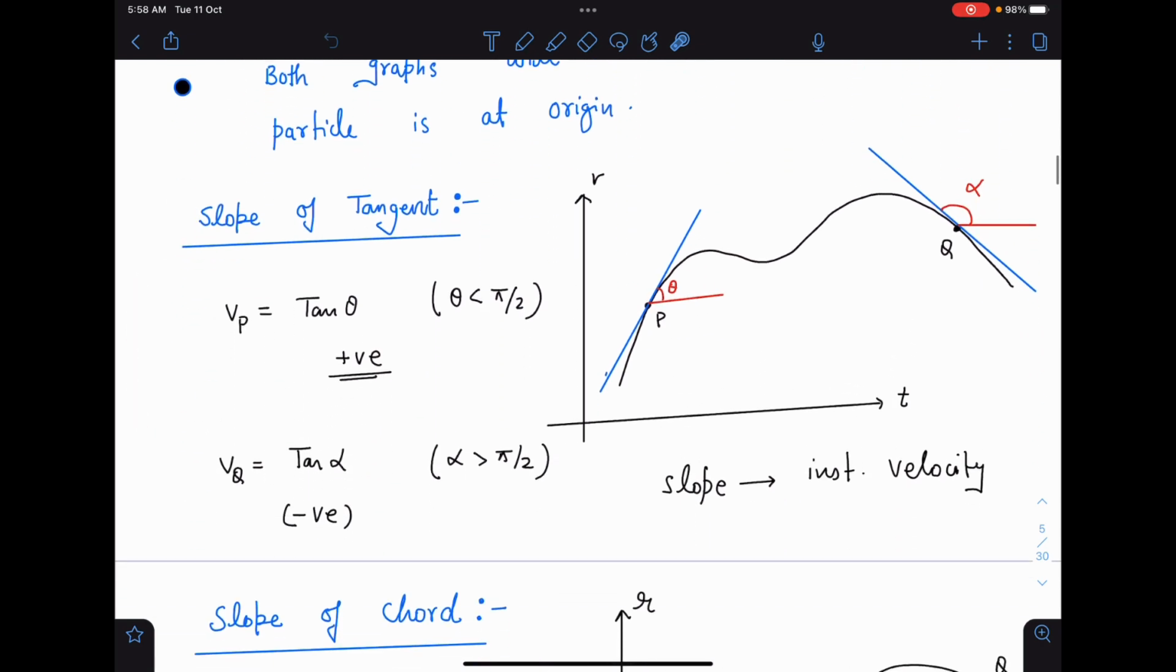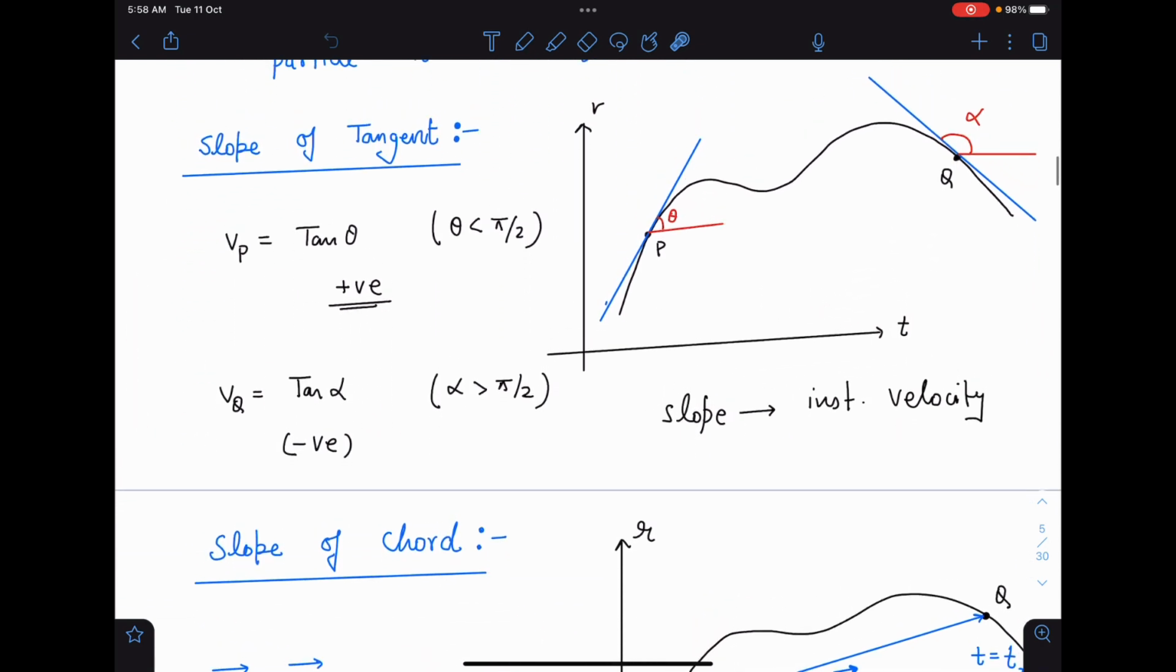Let's move to the next element which is required for graphs, and that is the slope of tangent. Suppose an r-t graph is given, this black curve, and at point P you can see a tangent with a positive slope, and here this tangent is with a negative slope because alpha is greater than pi by 2 and theta is less than pi by 2. So this type of lines are positive slope and this one is negative slope.